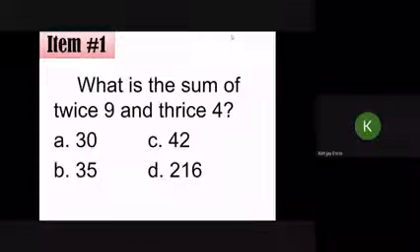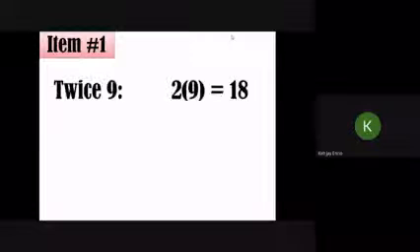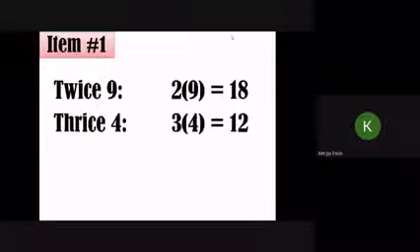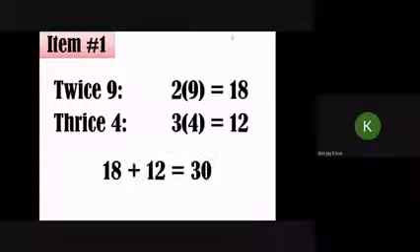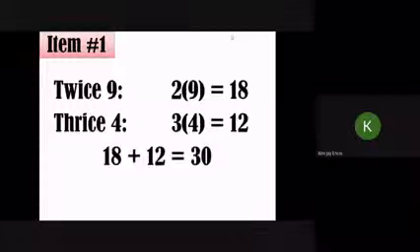To answer this question, when we speak about twice 9, it's actually 2 times 9, which is 18. And thrice would tell us times 3 of a certain number. So thrice 4 means 3 times 4, which is equal to 12. Since we are looking for their sum, we have to add them. Therefore, it's 18 plus 12, which is equal to 30. So our answer for item number 1 is 30, letter A. I believe that many of you got this correctly.